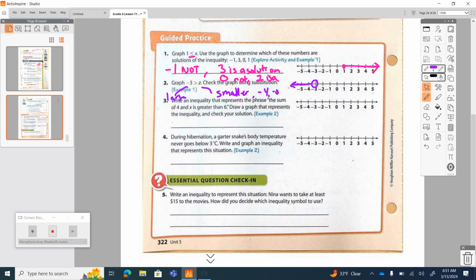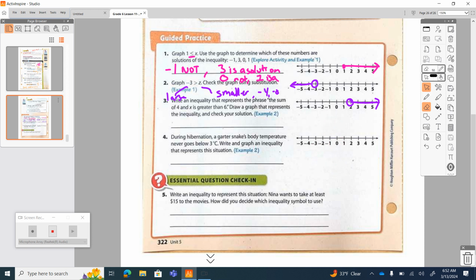Write an inequality that represents the phrase, the sum of 4 and x is greater than 6. So for these, we need to subtract 4 from both sides. X is greater than 2. So it needs to be, let's leave it purple, an open circle, because there's no equal to sign, 3, 4. Okay. And then I'm going to just erase this here.